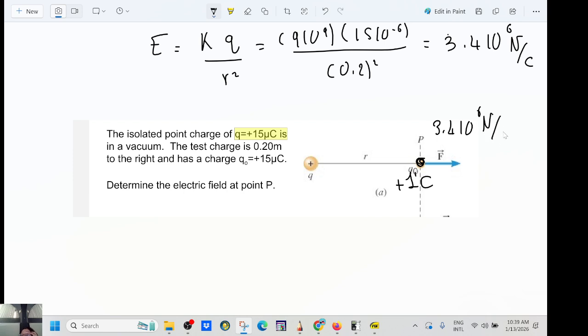Newton per Coulomb. Coulomb is the unit for charge. That's a lot, because 1 Coulomb is a lot. A charge like a Van de Graaff's will be in nanocoulombs. So 1 Coulomb is just for the sake of computation.